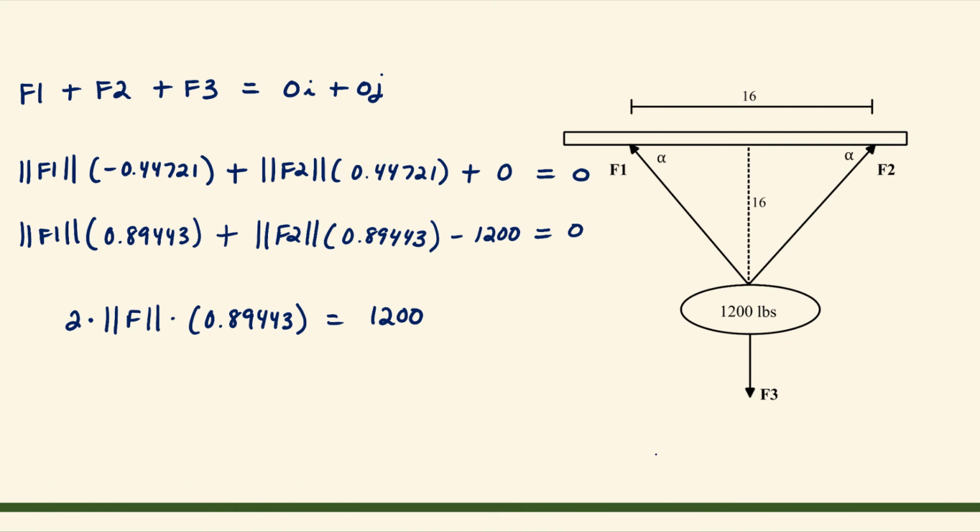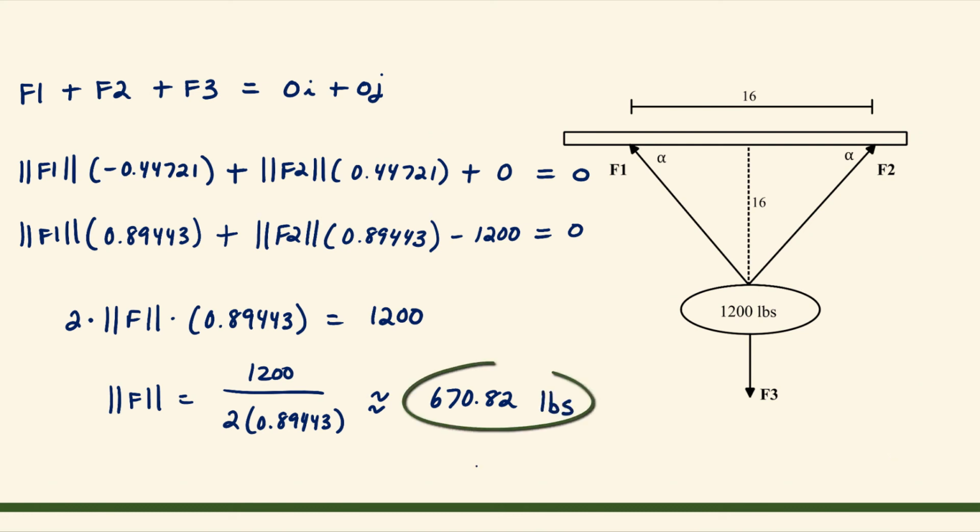Solving for the magnitude of force F, we have that the magnitude of force F will equal 1200 divided by 2 times 0.89443, which is approximately equal to 670.82. Therefore, the cable must be able to endure a tension of approximately 670.82 pounds.